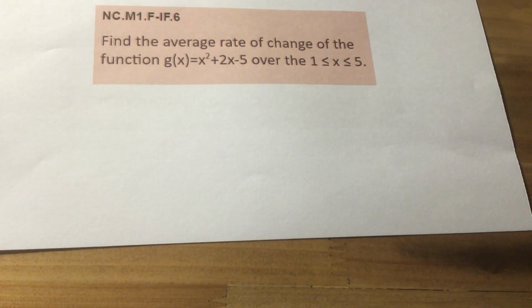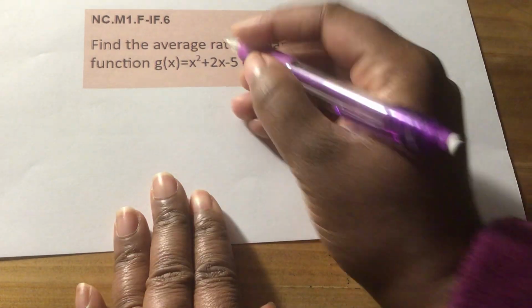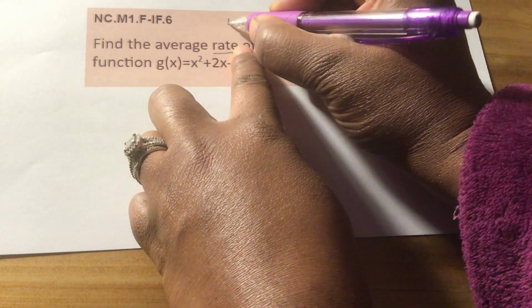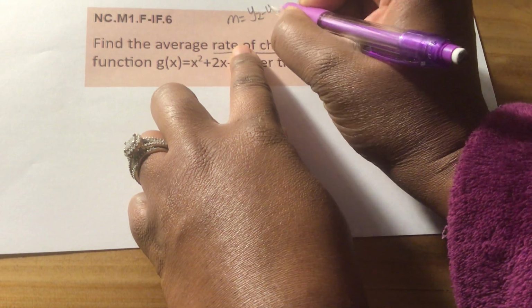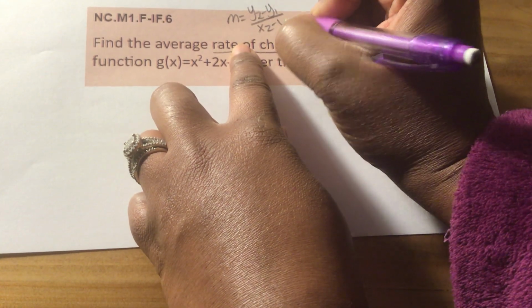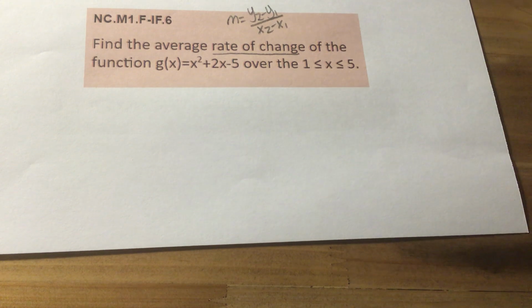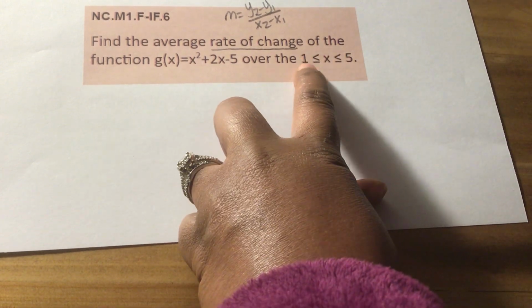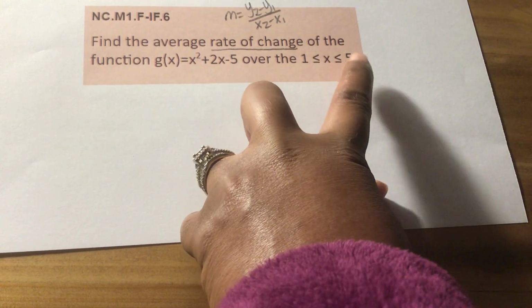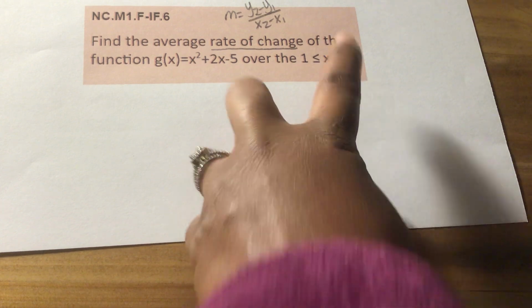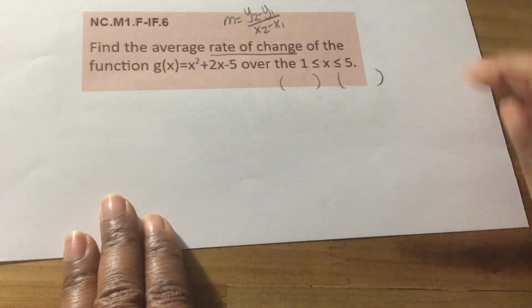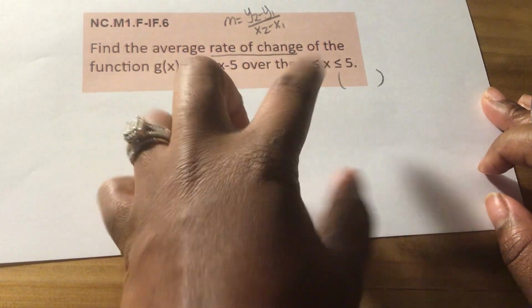It says find the average rate of change. We know to find the rate of change, you use the formula y2 minus y1 over x2 minus x1. That's how you find the rate of change. We're finding the rate of change for this function over this time, where your x is 1 and then your x is 5. So we need to find those ordered pairs so that we can use the formula.